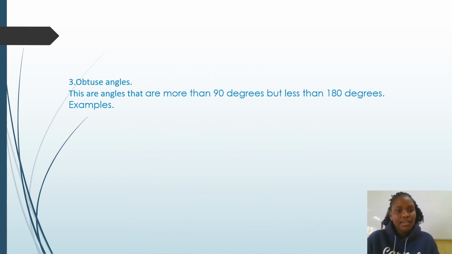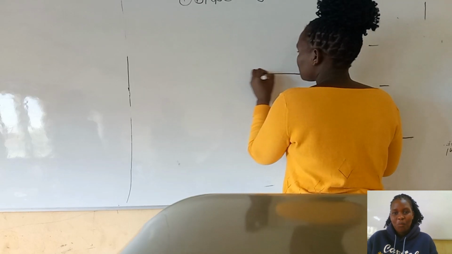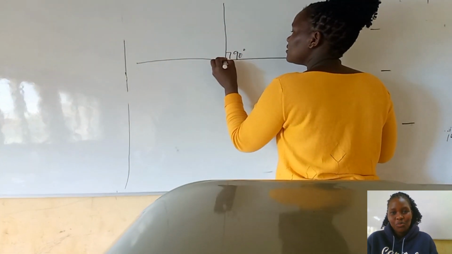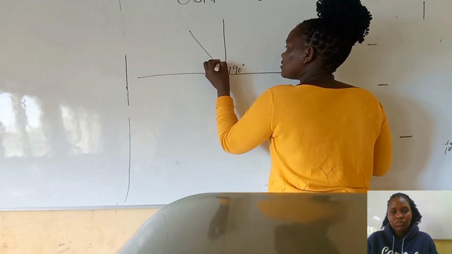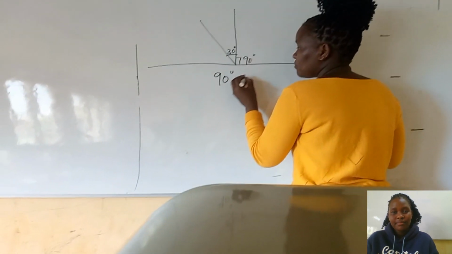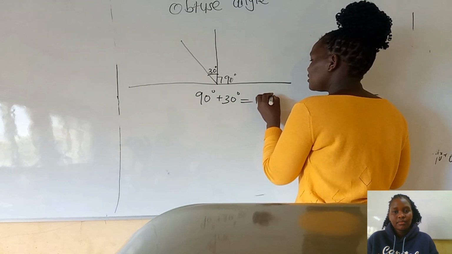Obtuse angles. These are angles that are more than 90 degrees but less than 180 degrees. An example. For example, this is 90 degrees. Let's say here is 30 degrees. 90 degrees plus 30 degrees is equal to 120 degrees.